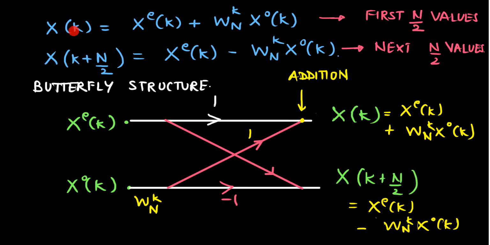So we claim that using these two equations we can find all the N values of X of k, that is the N-point DFT. We also saw the butterfly structure that is used for representation of this X of k, which can be easily used for finding the value of X of k and X of k plus N by 2 once we have the values of X even of k and X odd of k.